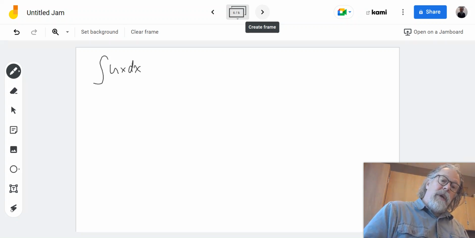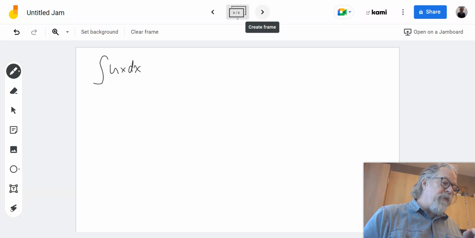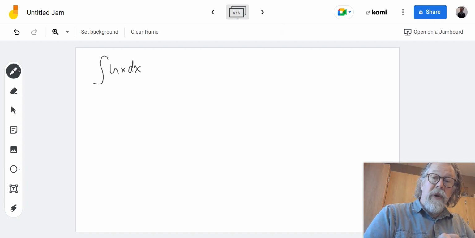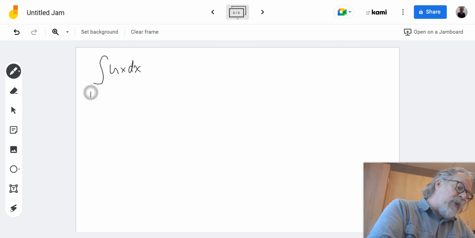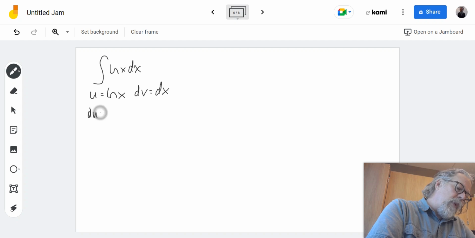Welcome back. So, we don't know the antiderivative of natural log of x, but maybe we can find it by using parts. We can't make dv equal to natural log of x because we don't know the antiderivative, but we can certainly make u equal to the natural log of x, which means that dv is just dx. The derivative of u is 1 over x dx, and v is equal to x.